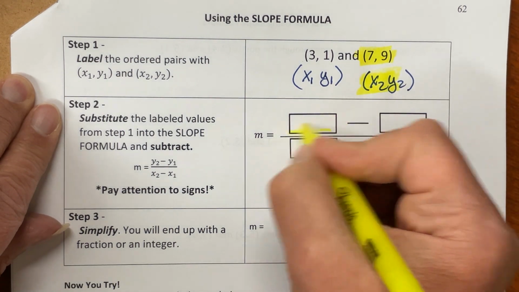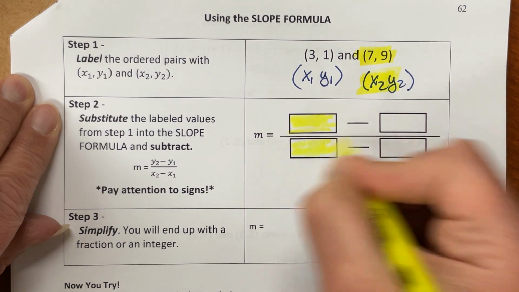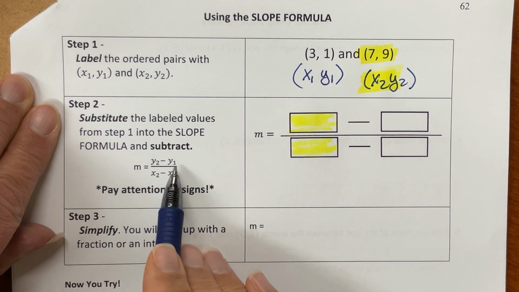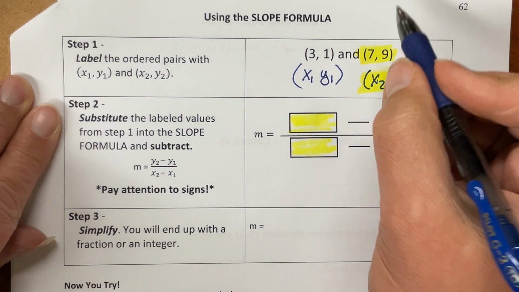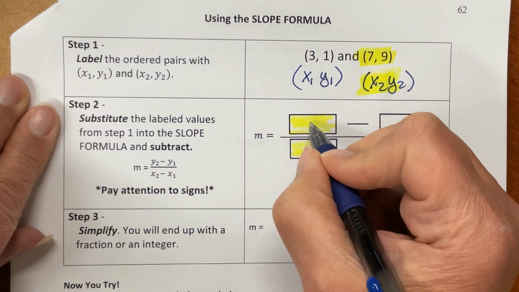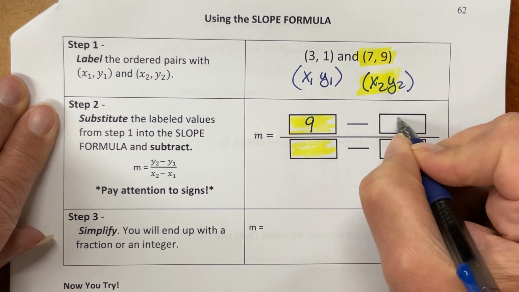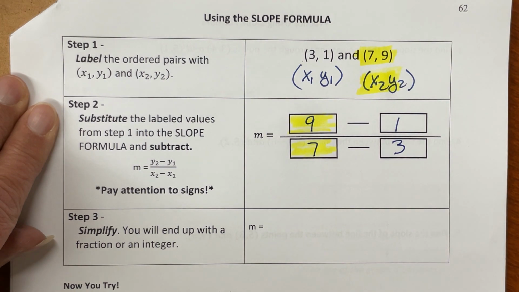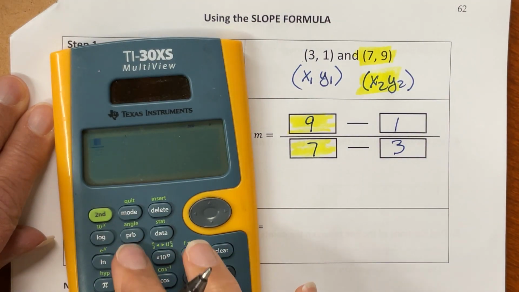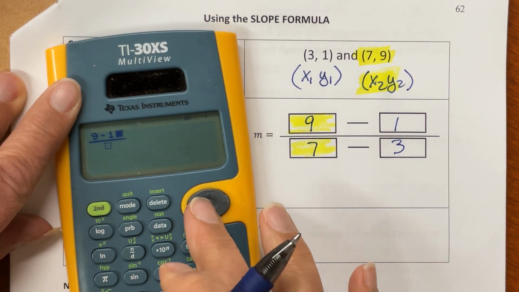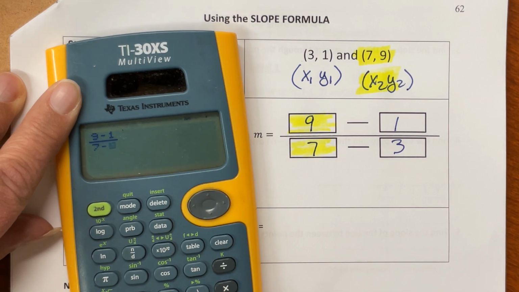We are going to put this in where substitute the label values from step 1 into the slope formula and subtract. Pay attention to signs. I am. So this is going to be 9 minus 1, y2 minus y1. 9 minus 1 over 7 minus 3. And if I put that into the calculator, n over d first, 9 minus 1 on top, 7 minus 3 on the bottom, and I get 2.